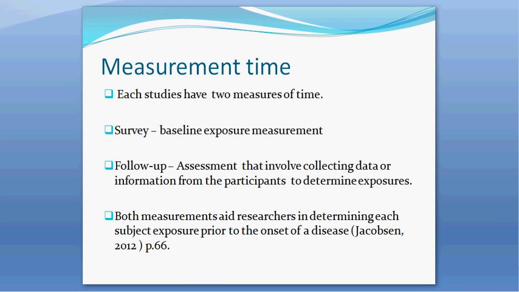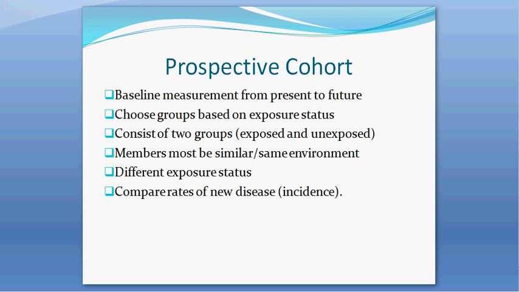Prospective cohort. Occurrence of new diseases is to subjects based on exposure status. This particular study consists of 2 groups, one having been exposed and the other having not been exposed to a certain risk factor. Both groups share the same environment or population.